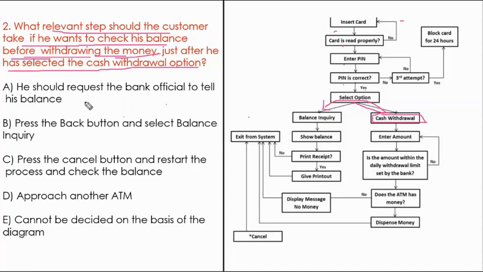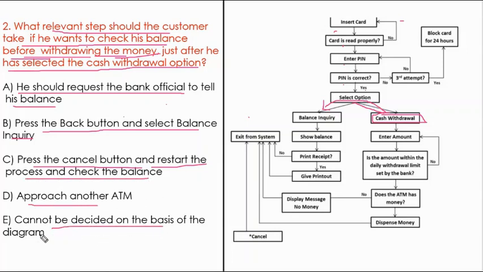Now let us see the options. He should request the bank official to tell his balance. Press the back button and select the balance inquiry. Press the cancel button and restart the process and check the balance. Approach another ATM. Cannot be decided on the basis of the diagram. So these are the five options that have been given. Now let us see one by one.